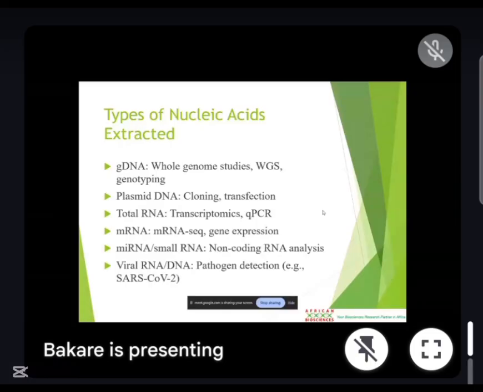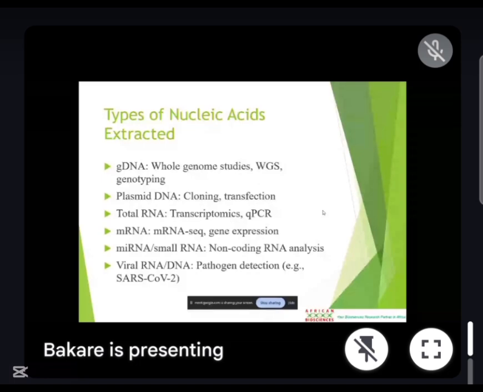We have the total RNA, we use this one in transcriptomics, and then in qPCR, that's real-time PCR. Then mRNA for gene expression. We can use total RNA for gene expression as well, small RNA for non-coding, and then the viral RNA and DNA for pathogen detection.